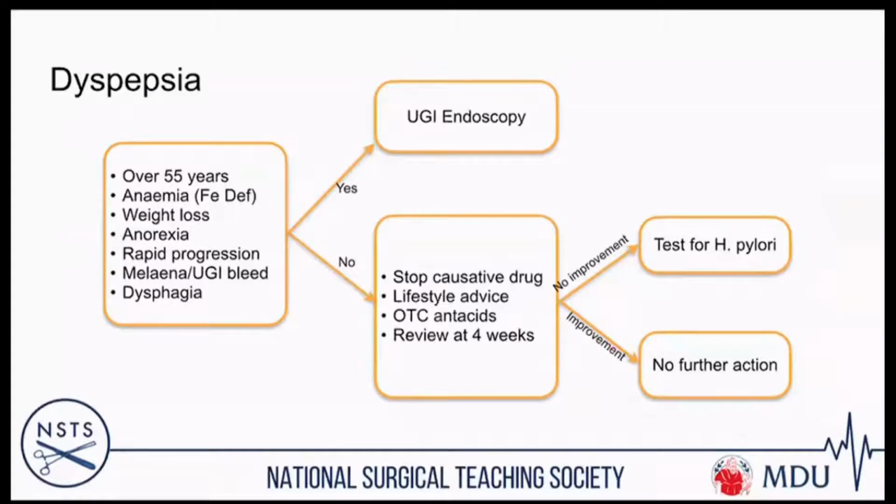Usually the red flags for this sort of thing, or in the history, once you see them: older patients, a bit of weight loss, rapid progression. These are all your red flags. If they've got any of those, they need an endoscopy. If they don't have any of those, so in a young patient with dyspepsia, try lifestyle advice to start with, over-the-counter antacids, sort of thing. And this is just pulled from the NICE guidelines.